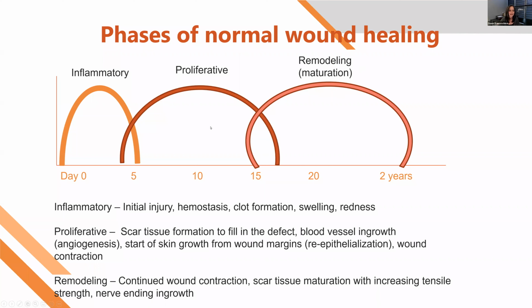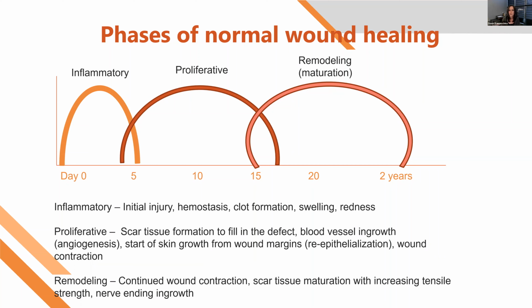And this timeline here has some leeway to it, but in general, if a wound is going to progress from initial injury all the way through to closure and maturation, they say that this timeline goes from day 0 of initial wounding all the way up to about 2 years. And these phases fall into that timeline.